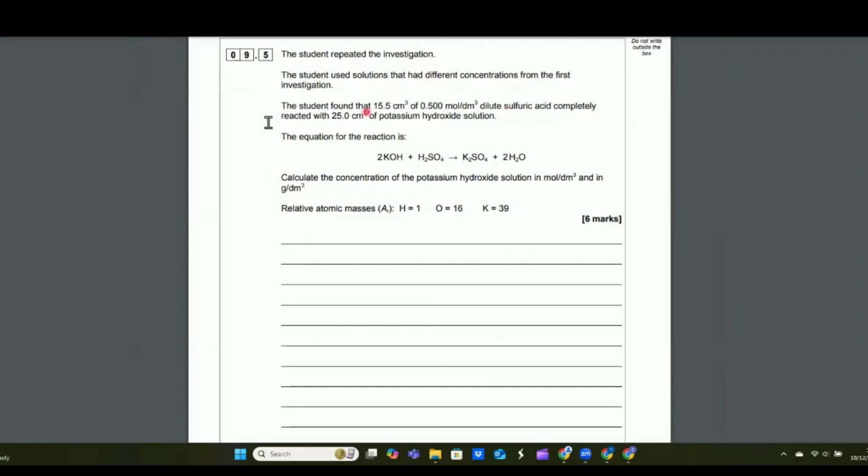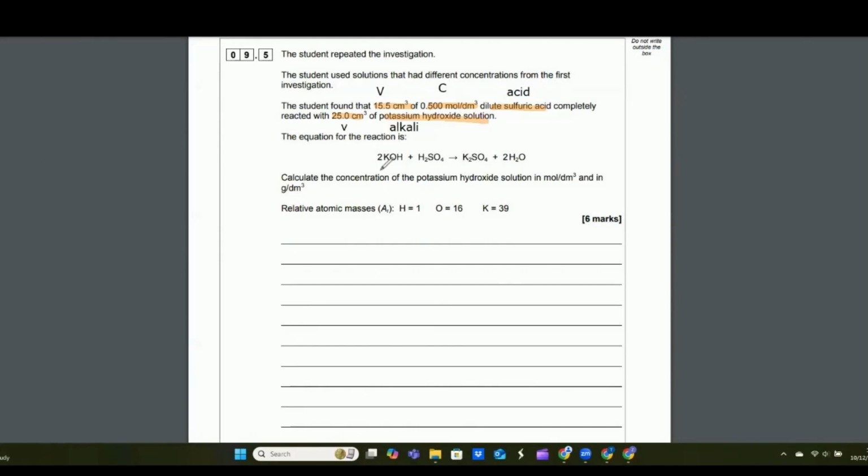So the student repeated the investigation. The student used solutions of different concentrations from the first investigation. The student found 15.5 cm³ of 0.5 mol per dm³ dilute sulfuric acid completely reacted with 25 cm³ of potassium hydroxide solution. Here's the equation for the reaction. Calculate the concentration of the potassium hydroxide solution in mol per dm³ and in grams per dm³.